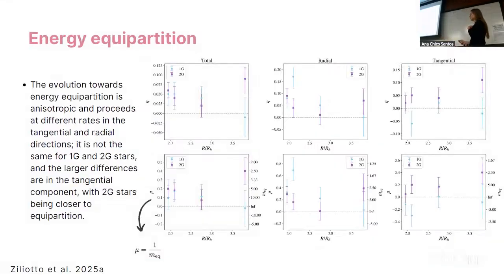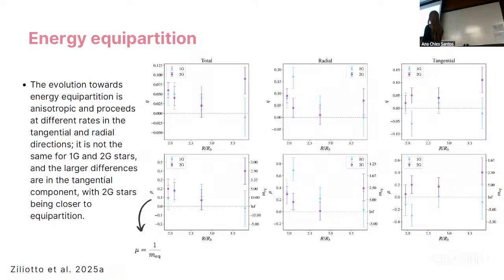So here, you can see the degree of energy equipartition as a function of radius for the total velocity component, radial and tangential. The reason why I divided it into radial and tangential is because simulations predict that maybe the evolution towards energy equipartition is not an isotropic process. So you can see in blue the results for first generation and in purple for second generation.